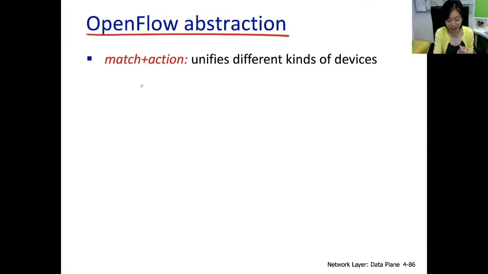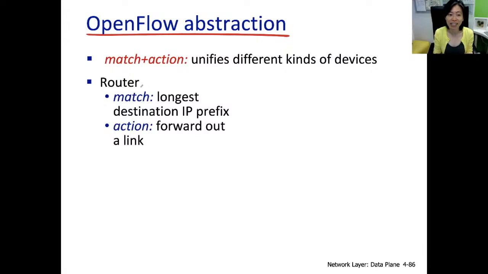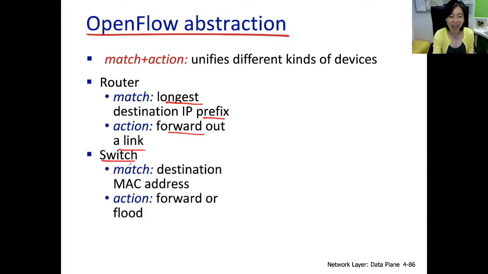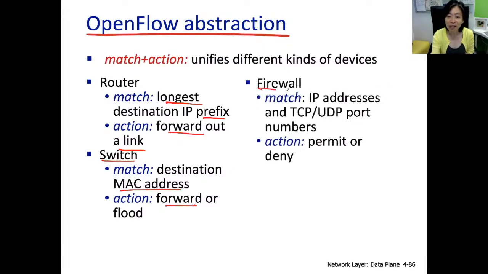It can emulate the traditional forwarding, just like the traditional routers. It can do longest prefix match and forward it out on a particular interface. It emulates also a link layer switch, so matching on the destination MAC address and then forwarding the packet further. It emulates also firewalls, by looking up the source IP address or destination port number and then dropping the packet or allowing the packets.